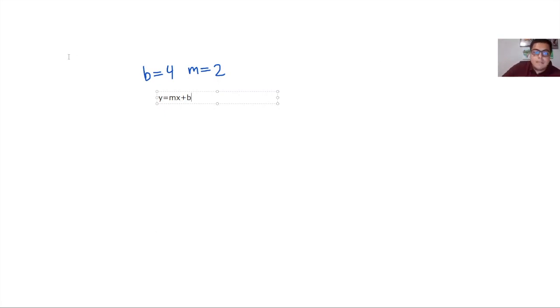So if we're given this information, we know that our line is simply y is equal to m, which is our slope, in this case 2x plus b, which in this case would be 4. And there you go. We simply wrote it out already. We wrote our linear equation in slope-intercept form. This is only part of the question, though.